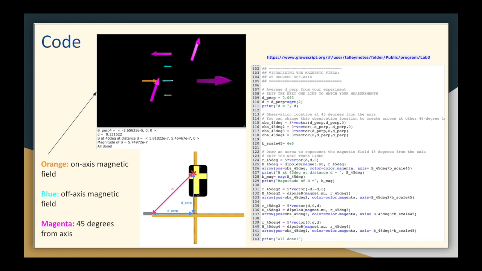I coded an equation to find the magnetic field using the Biot-Savart law. Here you can also see the result of this code, where the orange arrow is the on-axis magnetic field, the blue are the off-axis magnetic field, and the magenta are the 45 degrees from axis arrows. The diagram at the bottom gives one a good idea of what I mean when I talk about these arrows.